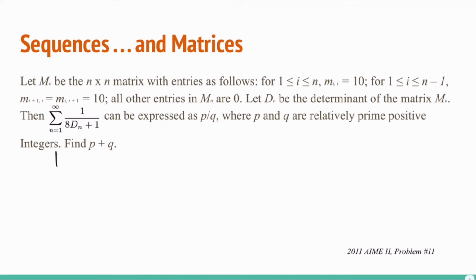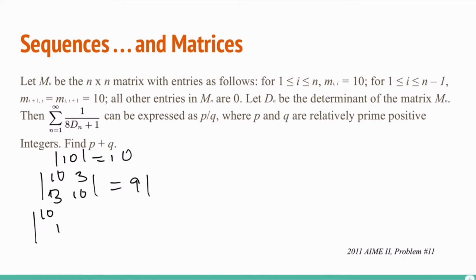The determinant of M1 equals 10. The determinant of M2 is the determinant of this matrix, which equals 91. And the determinant of M3 is the determinant of this matrix, which equals 820. Now, we can see a pattern here that the determinant of the next matrix is 9 times the determinant of the previous matrix plus 1. But we don't know a way to prove that yet.